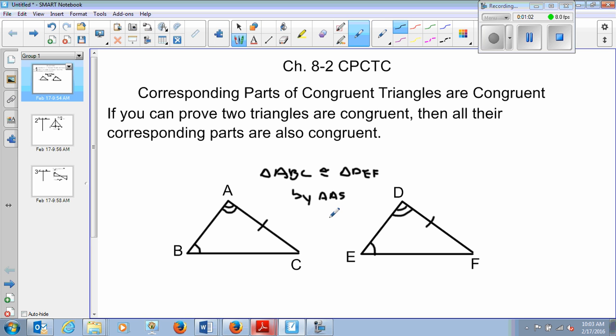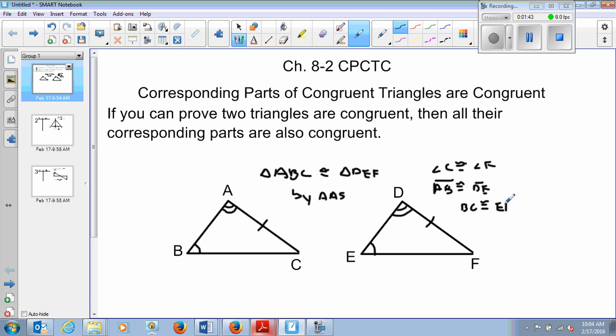But what this is doing is taking it a step further. We already know that some parts are congruent. But now because these two triangles are congruent, their corresponding parts are also congruent. Corresponding parts of congruent triangles are congruent. So now I also know that angle C is congruent to angle F, and I know that side AB is congruent to side DE, and I also know that side BC is congruent to side EF.